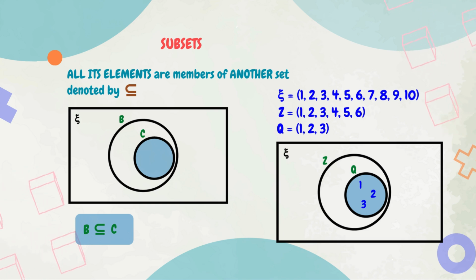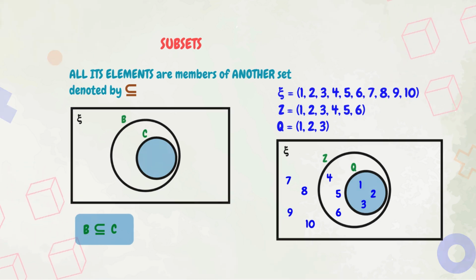Set Z has elements 1 to 6, but elements 1 to 3 are already in set Q. The remaining elements 4, 5, and 6 have to be inside set Z but outside set Q because they are members of set Z but not members of set Q. Finally, the universal set has elements 1 to 10. Elements 1 to 6 are already taken up by sets Z and Q. Then the remaining elements 7, 8, 9, and 10 have to be outside both sets but inside the universal set. This is a Venn diagram representation of the given sets.